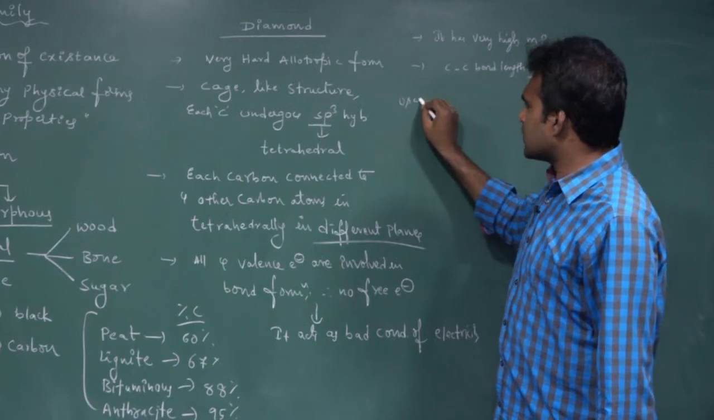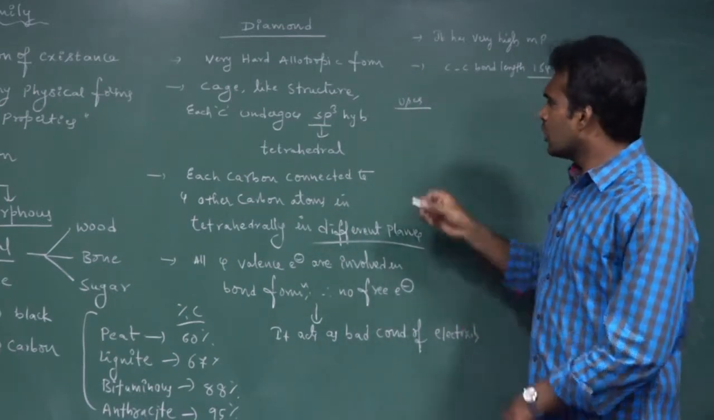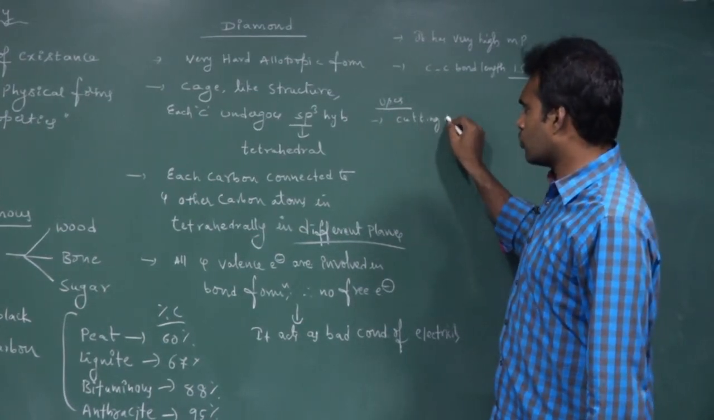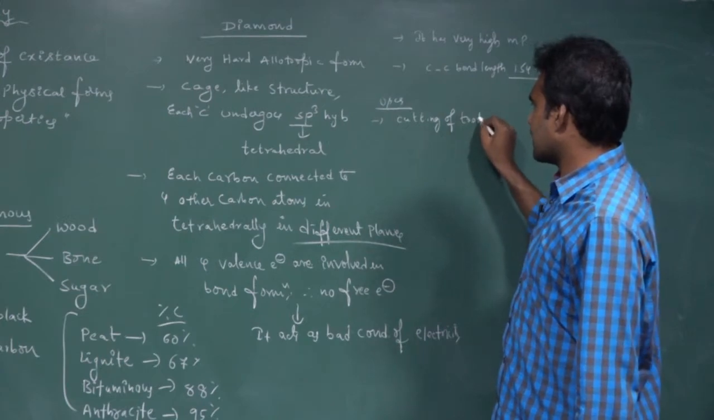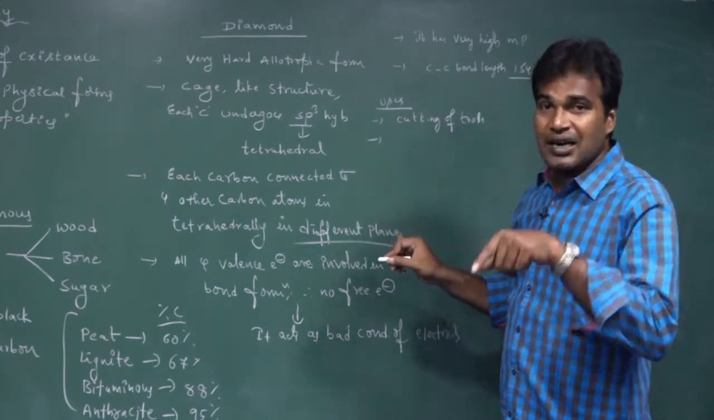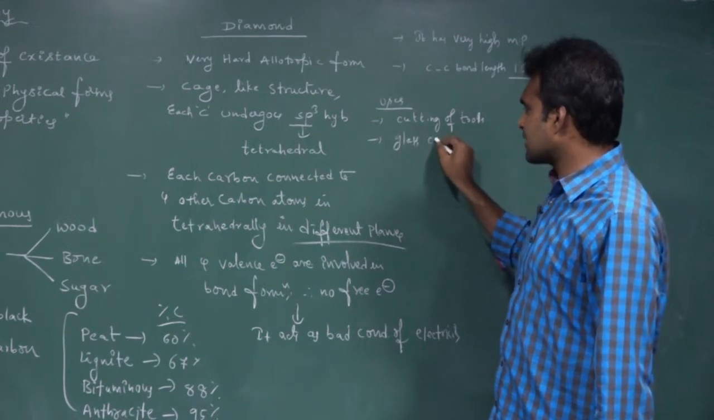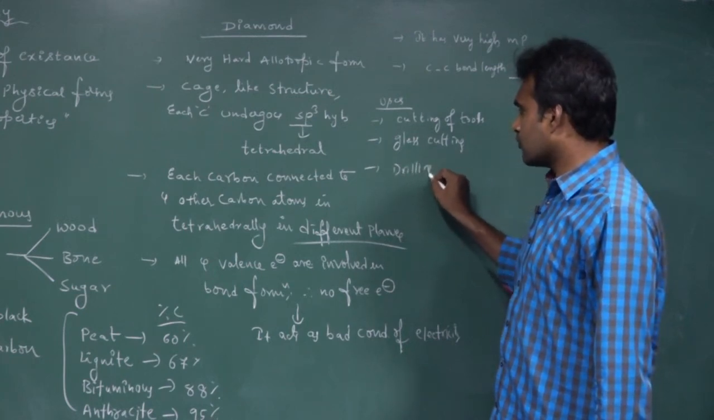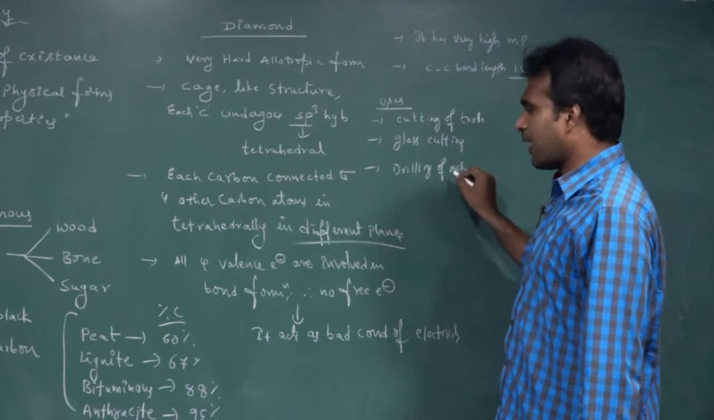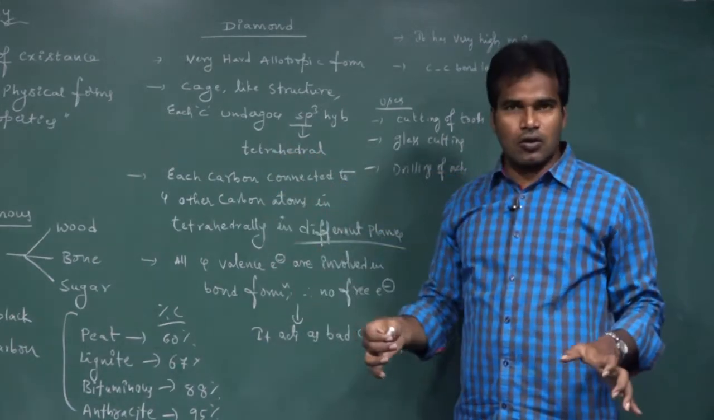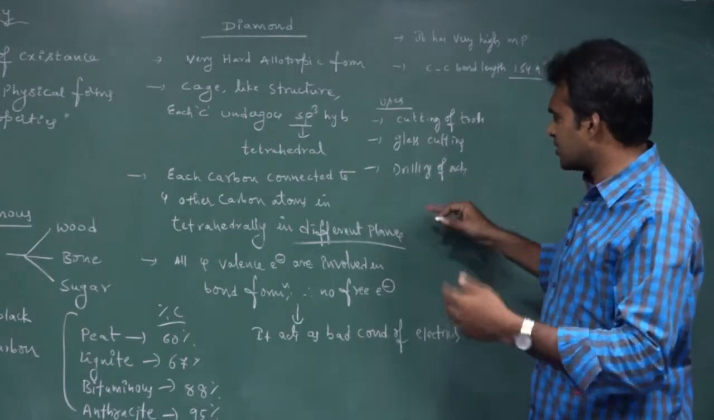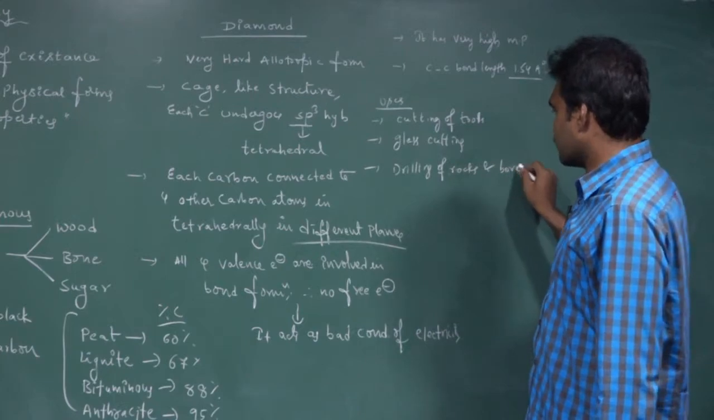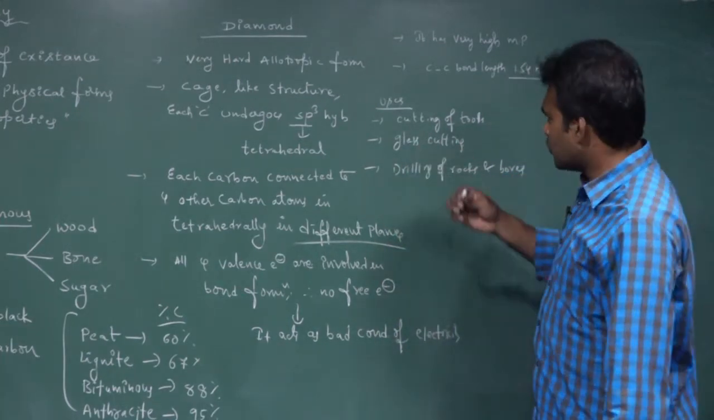And what about the uses of this diamond? As I already told you, because of its hardness, we use this for cutting tools. Next one, to cut glasses, for glass cutting. Next one, for drilling of rocks. If you go to the mines, to drill the big rocks, they use diamond. And also for making underground bore wells, they use this diamond.